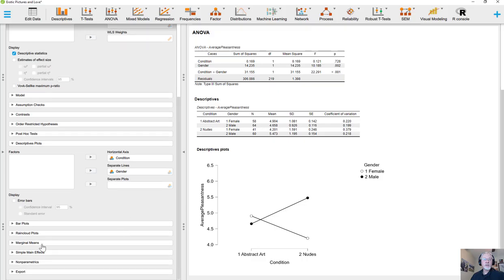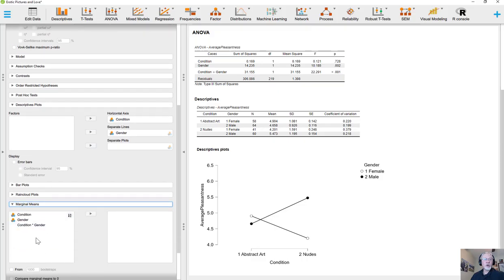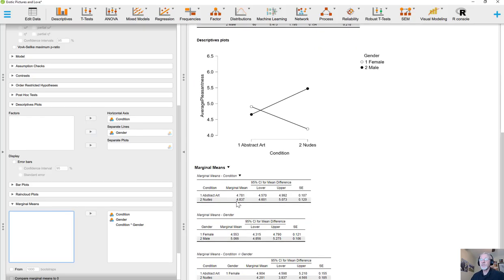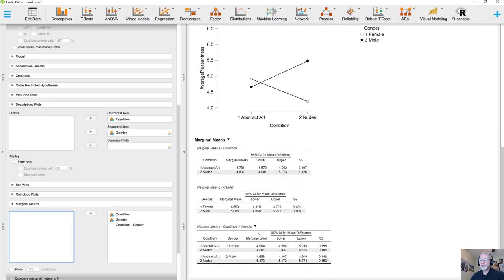Now, let's look at marginal means. I already calculated some marginal means, but if you're just working from the computer, what you would do is look here and do the marginal means. It gives you the cell mean, so you can see that kind of broken down to help you interpret it, but it also gives you the averages.